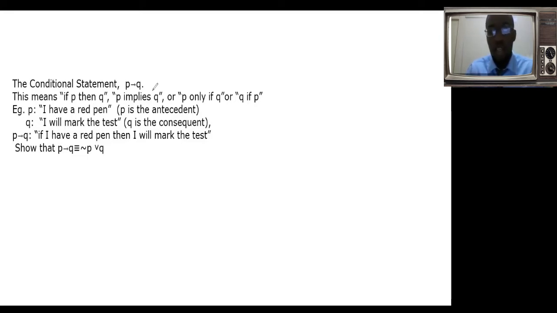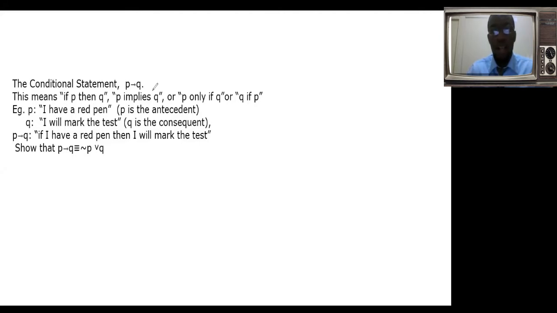All right, so Q occurs if P occurs, Q if P. P implies Q, or so it means if P, then Q should occur. All right, and so here's an example. It says P is I have a red pen, and Q is I will mark the test. So to read this statement, it means if I have a red pen, then I will mark the test.